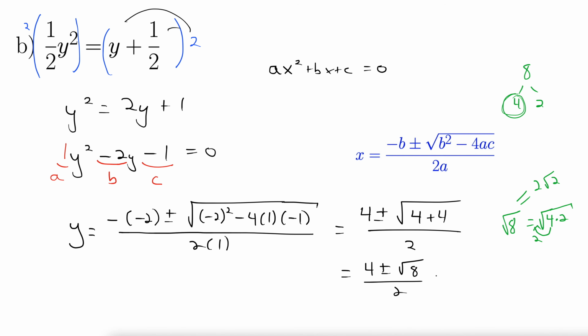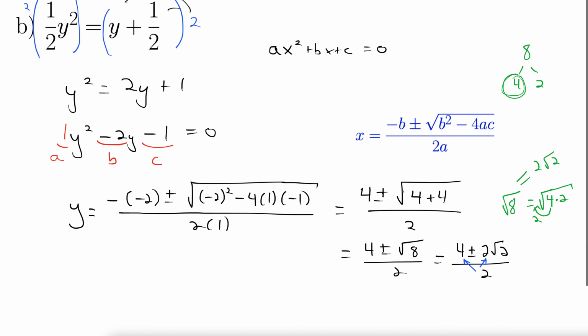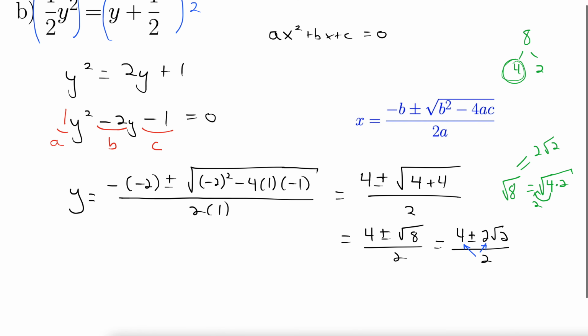Okay, so this is good. So we have 2 plus or minus 2 rad 2 all over 2. And now we'll take this 2 in the denominator. You want to make sure you divide both of these terms by it. Don't just divide one of the terms. That's going to give you the wrong answer. All right, so no problem. Dividing both gives us 1 plus or minus rad 2. Final answer.